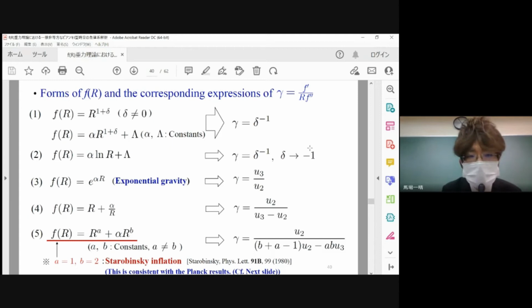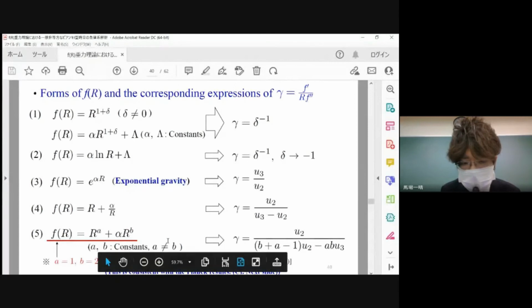For example, if we consider a concrete form of F(R), gamma is given as follows. First, for the power law form, gamma is given by delta inverse. Here delta is this power. The second is the logarithmic form. We have this form. The third is the exponential gravity. Gamma is given by this. The fourth is the double power law form. If A is unity and B is 2, this is the so-called Starobinsky inflation.